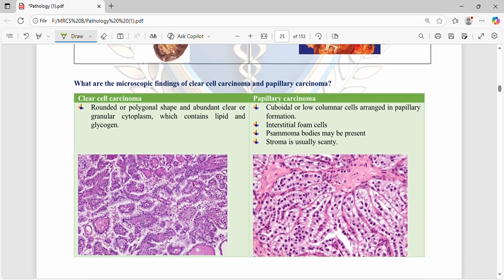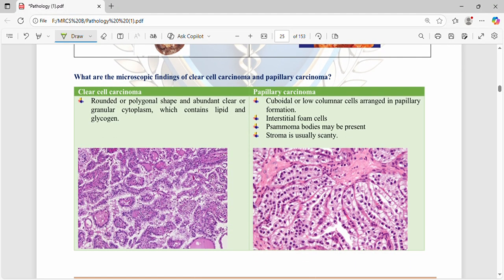What are the microscopic findings of clear cell carcinoma and papillary carcinoma? Clear cell carcinoma has rounded or polygonal cells with abundant clear or granular cytoplasm, which contains lipid and glycogen.